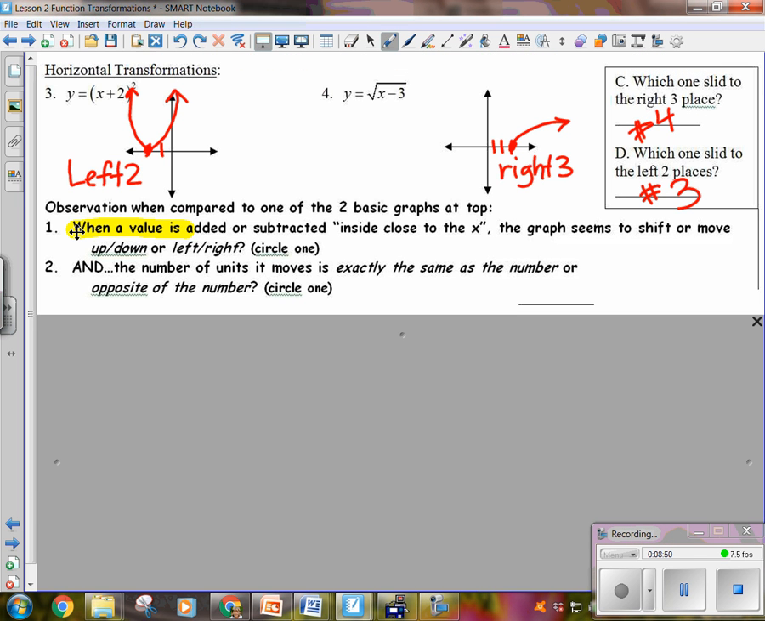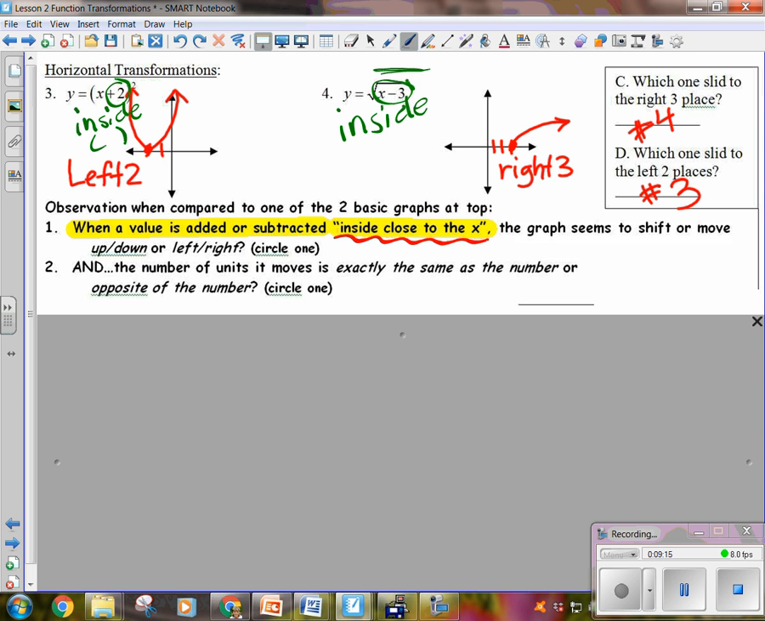When a value is added or subtracted inside close to x, let me phrase that again. Inside close to x. Notice that what I'm trying to show you is this is inside the bar. All right, notice the 3 is inside, underneath the bar. Notice that right here, this is inside the parentheses. All right, it's inside close to x.